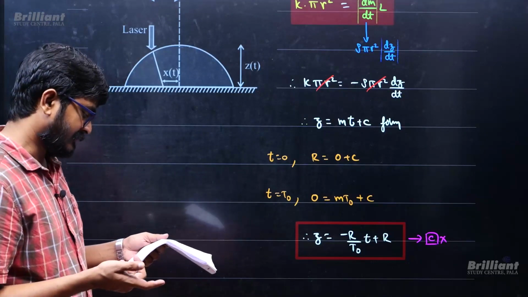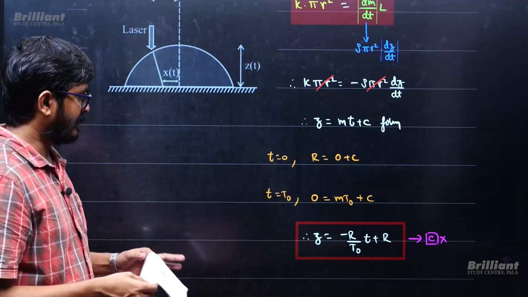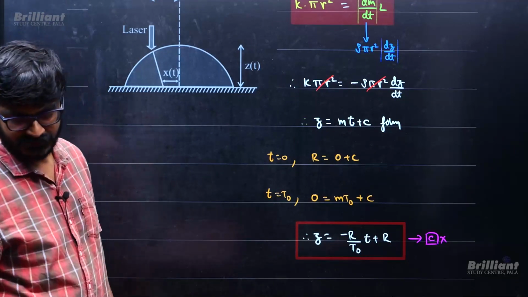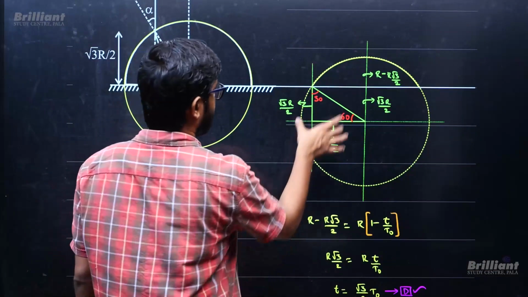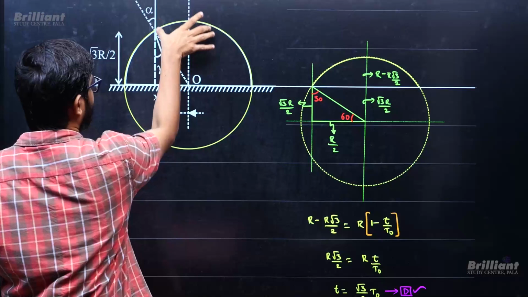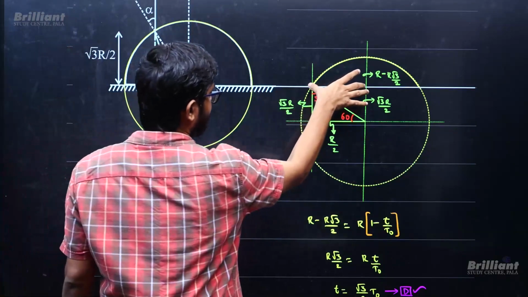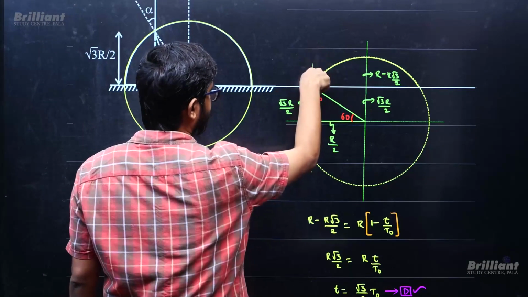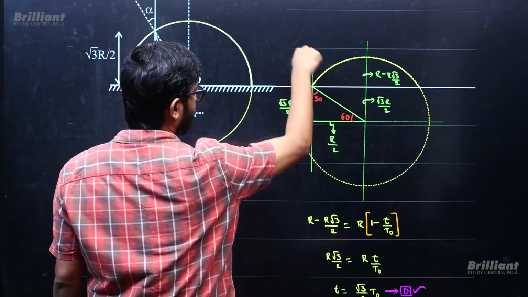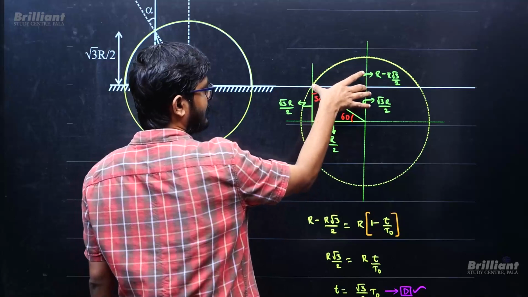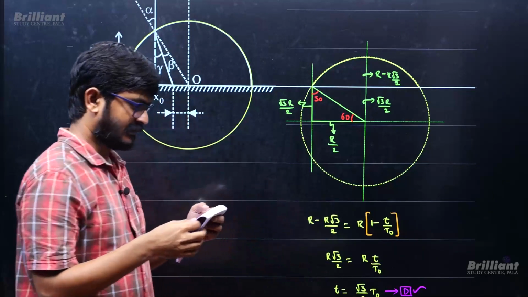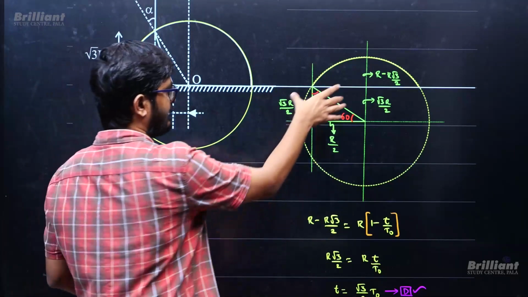Now the time at which X will become R by 2. If X is R by 2, what is the value of Z? This becomes R by 2. See, now it will be melting in such a way that when this becomes R by 2, then the beam will be hitting here. In all the other cases, the beam will be hitting somewhere here after refraction. So when this becomes R by 2, that's about option D. So they are talking about this situation when this becomes R by 2.